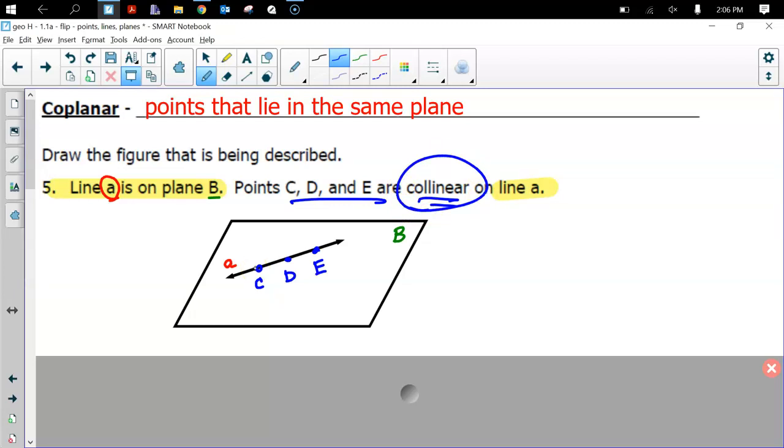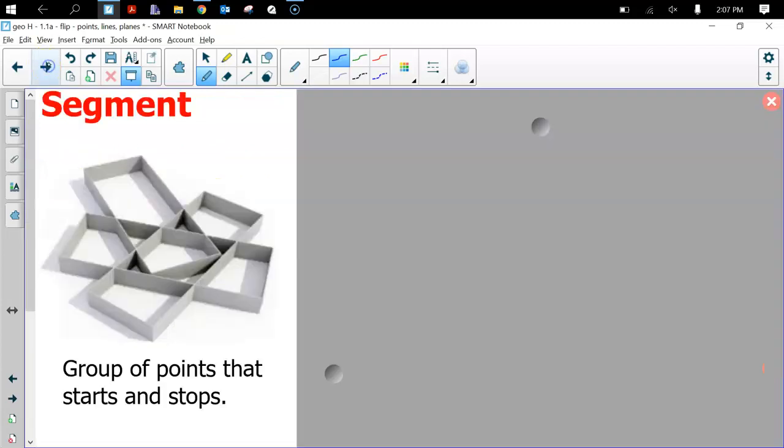Are those points collinear on line A? Yes. Pay special attention to whether things represent points or not. Does B represent a point? No. Does A? No. Does C, D, and E? Yes. Pay attention to uppercase, lowercase. Pay attention to where you have arrows and where you don't. All of that stuff is small things you could think are simple, but they're a lot to keep track of. Kids overlook them and then they're shocked when they have difficulty.